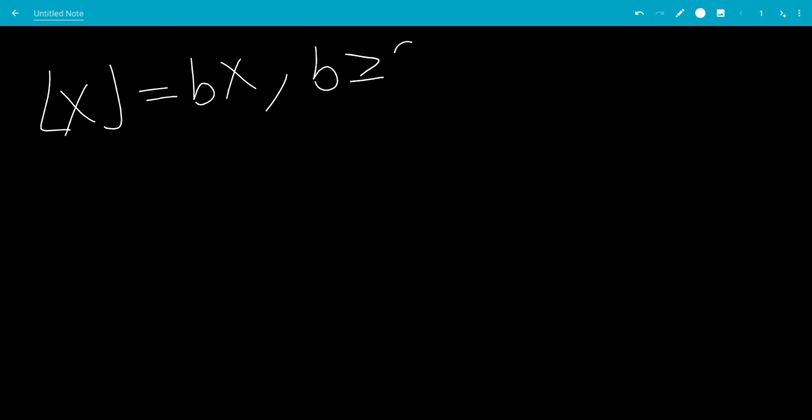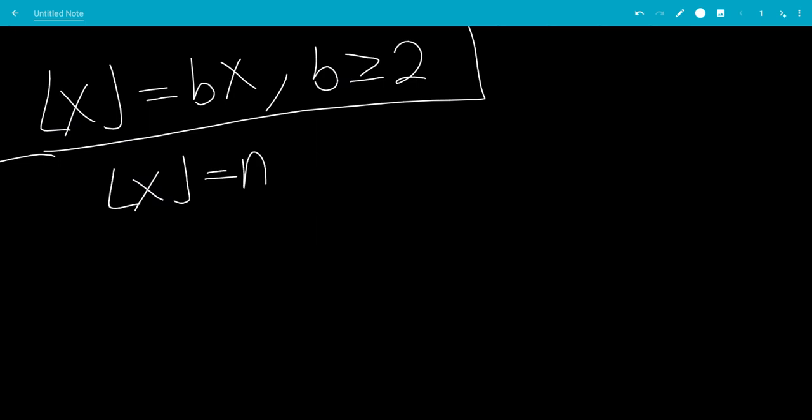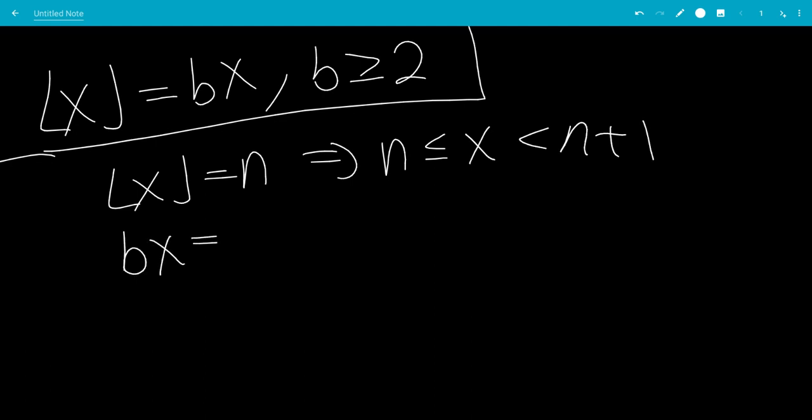In this video, we'll solve the equation the floor of x equals b times x, where b is greater than or equal to 2. So b can be a real number in this case. So the floor of x equals n implies that n is less than or equal to x, less than n plus 1. And we know that bx is equal to floor of x, which is equal to n. This means that x is n over b.